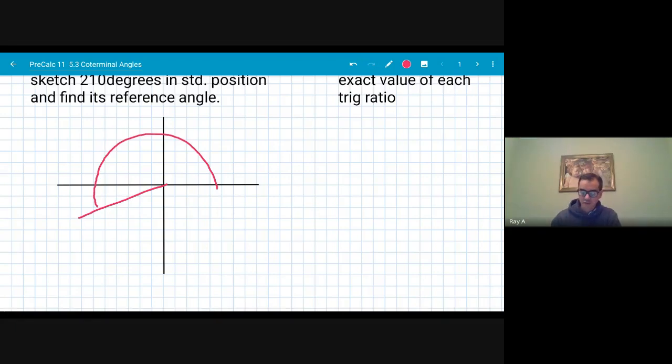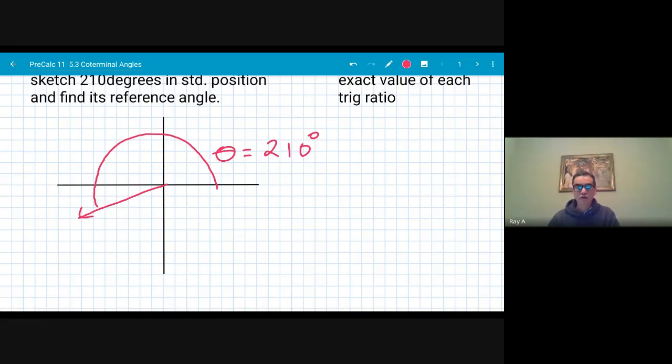So there is your theta. Theta is equal to 210 degrees. Okay? So there is your angle in standard position. Now, what is its reference angle?